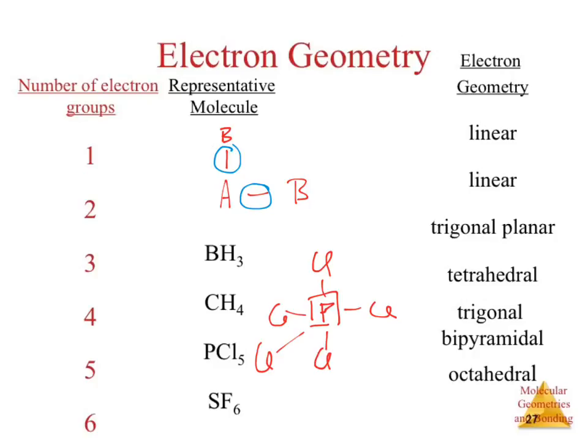Why am I allowed to make that molecule? Because phosphorus is in that third energy level. It can expand its octet. We move to the next one. 6 electron domains, SF6.